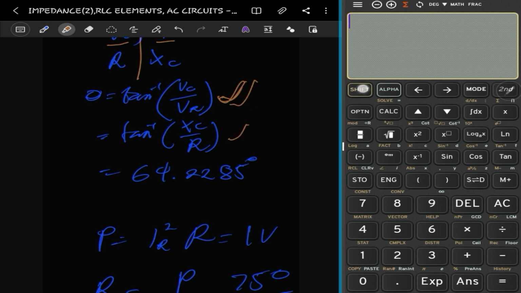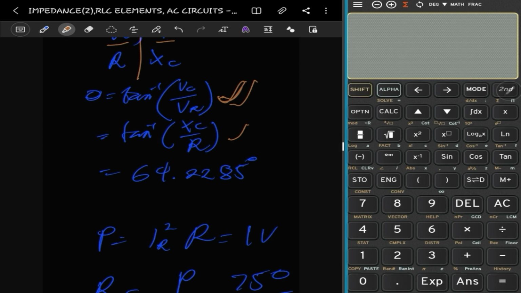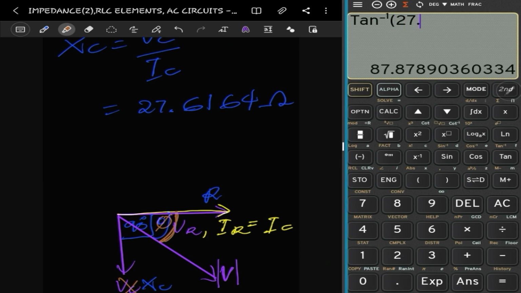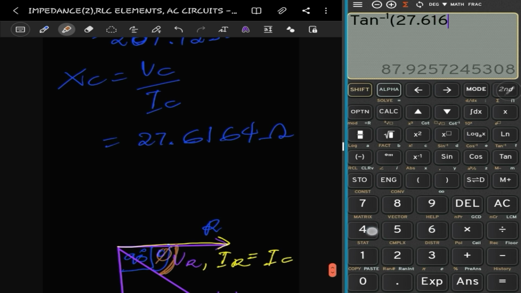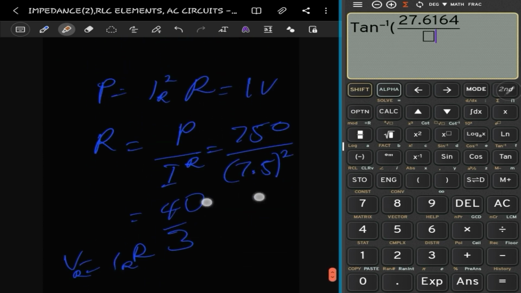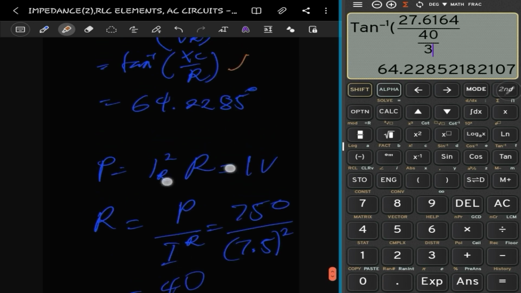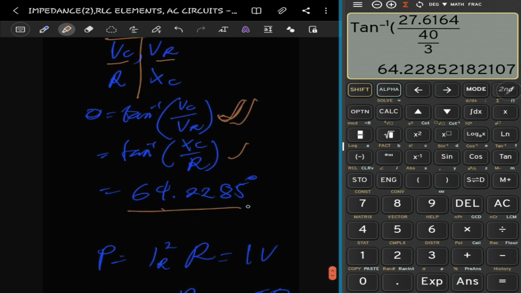So tan inverse of XC, which was 27.6164, and then R, which we found now, is 40 on 3. So 40 on 3, and it gives us the same thing. So now it's confirmed. I'm still getting this 64.2285. Yes, so this is confirmed as well. So that's it.